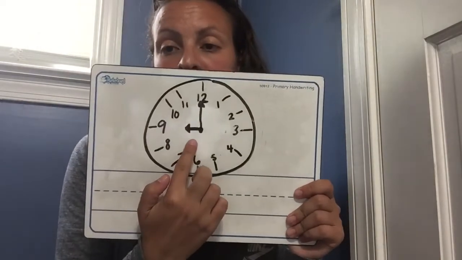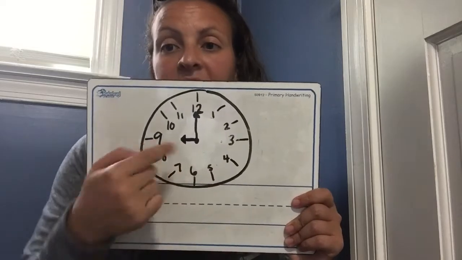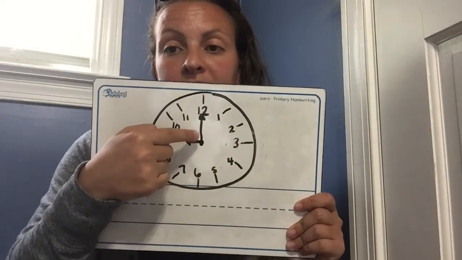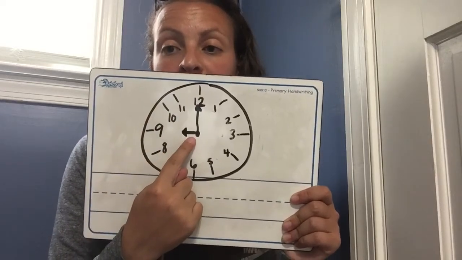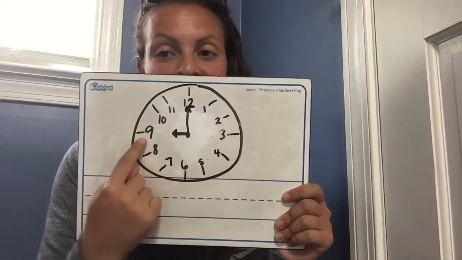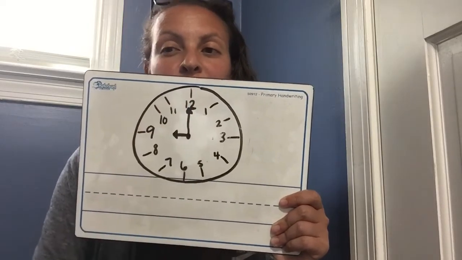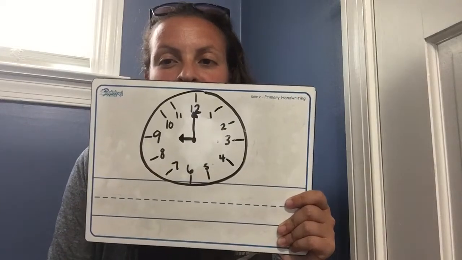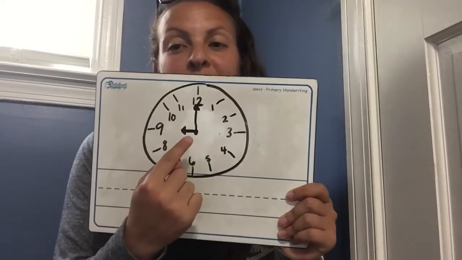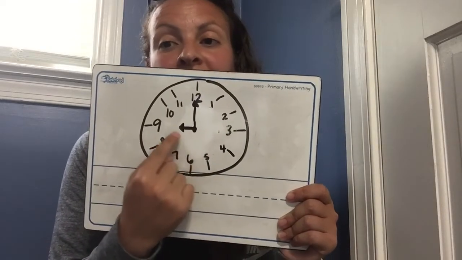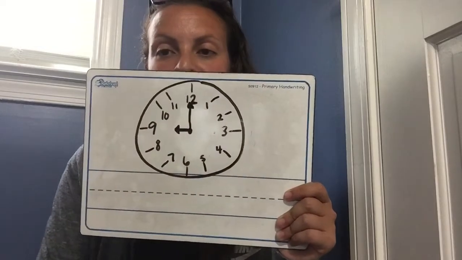So the short hand, the hour hand, is pointing to the 9, and the minute hand, the long hand, is pointing to the 12. So that means the hour is 9, and the minutes, what does 12 mean? Who remembers? If you said 0 minutes, good job. So that means it is 9 o'clock. There are no minutes yet because it's pointing to the 12.